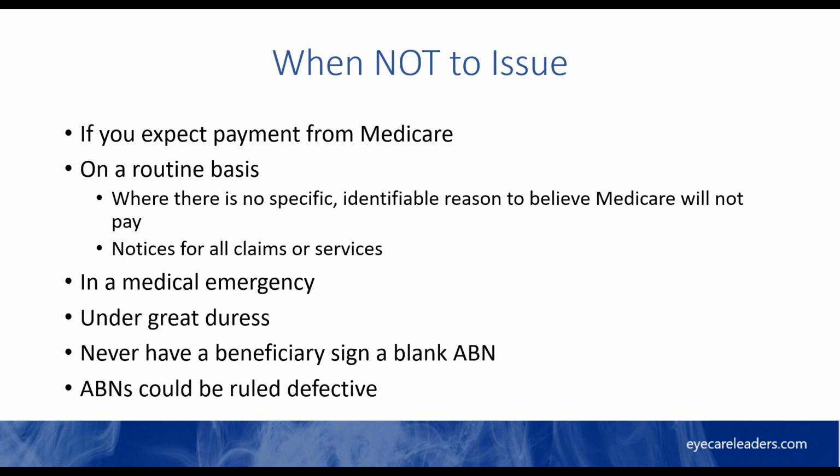So when are we not to use an ABN? So many times people think we can just use an ABN, let's just have everybody sign one across the board, then we're covered. Well, you're not allowed to do that. So when we're not going to use it is if you expect Medicare is going to pay for the service, right? So under our knowledge, within reason, we know that this is going to be paid. So we're not going to ask them to sign an ABN. We don't want to have them just sign on a routine basis. Or to a beneficiary in a medical emergency or under great duress. We're never going to stop. Oh, you need this emergent procedure, but wait, we've got to have you sign the ABN, right?